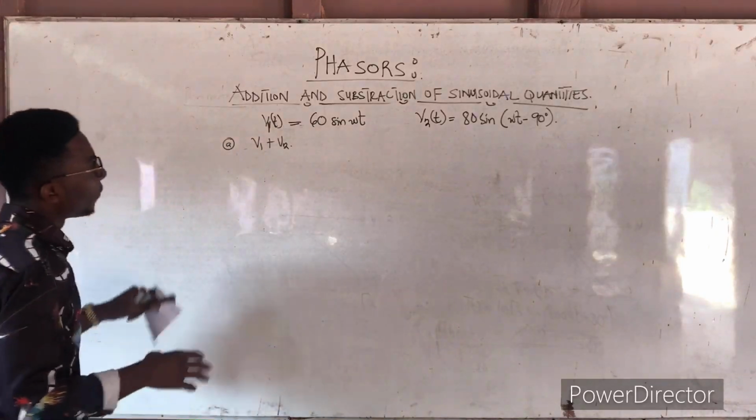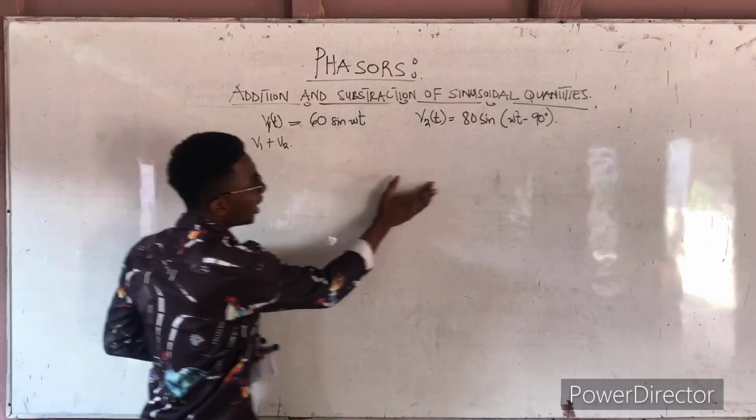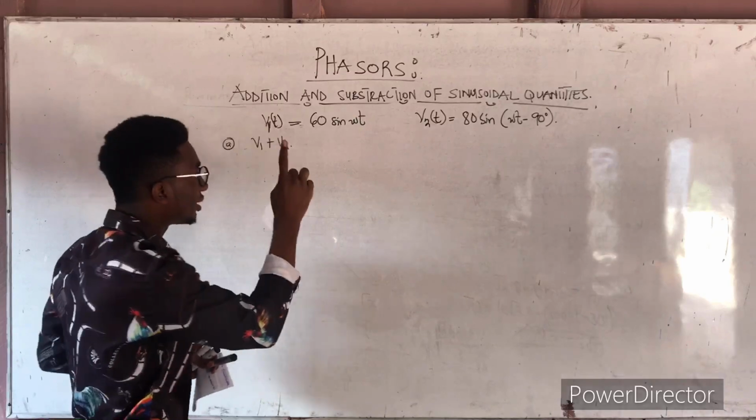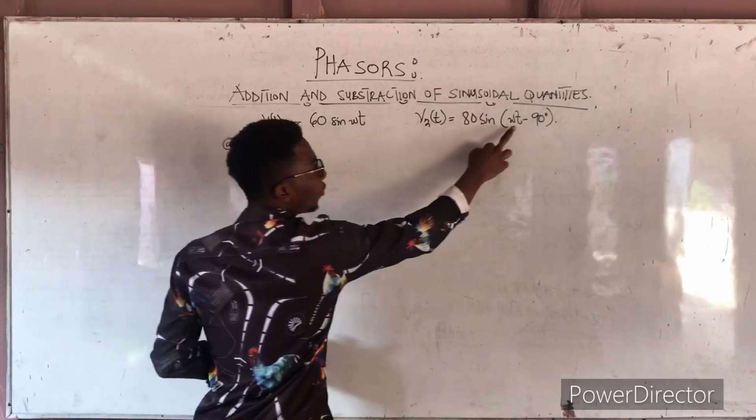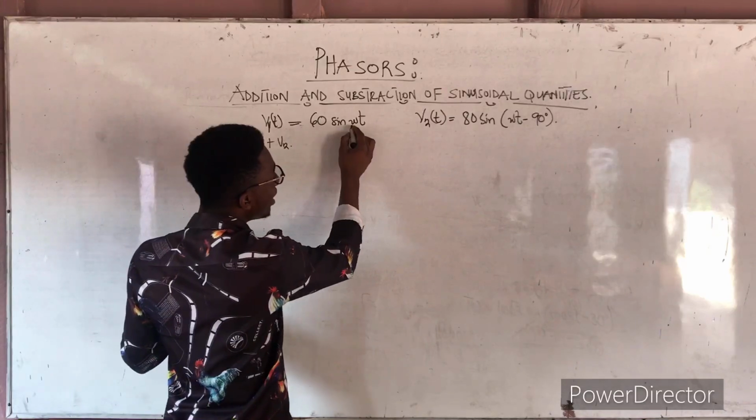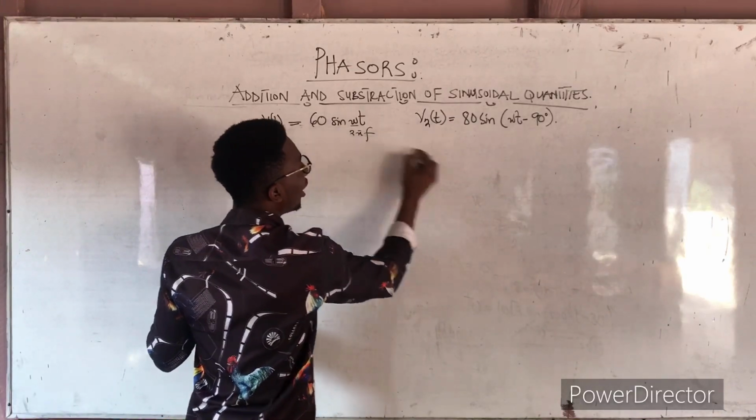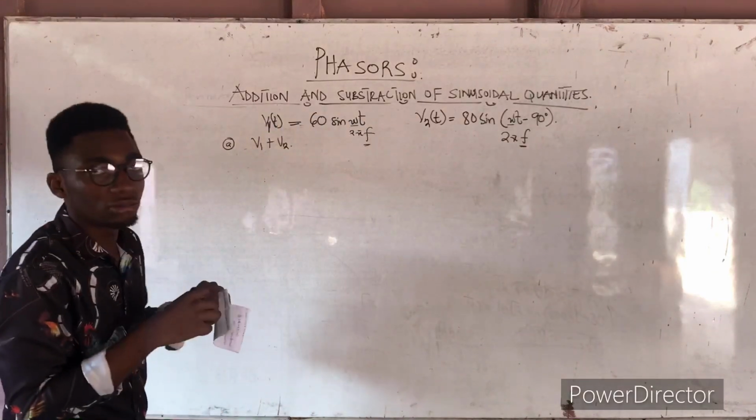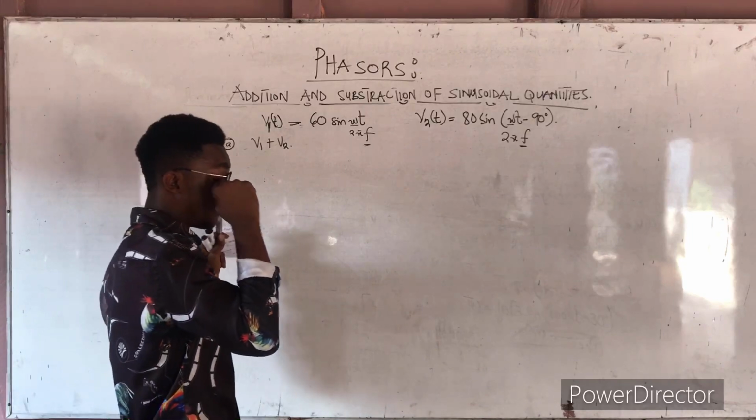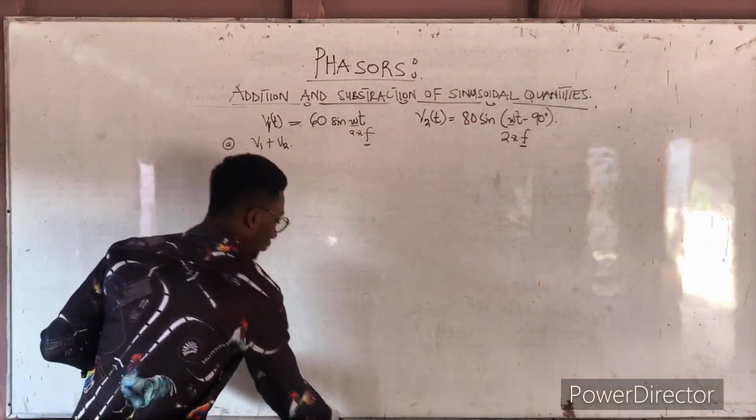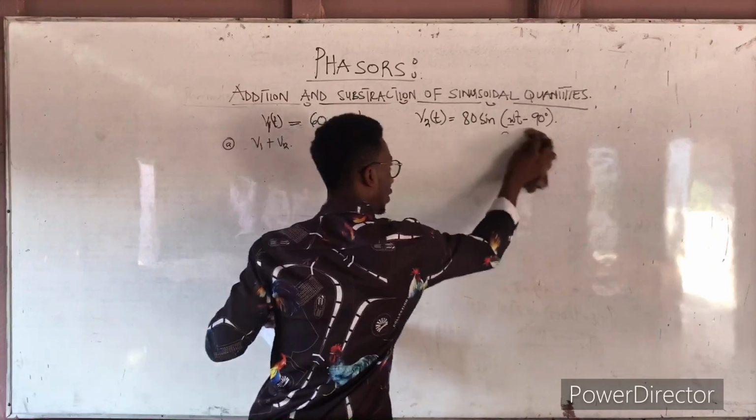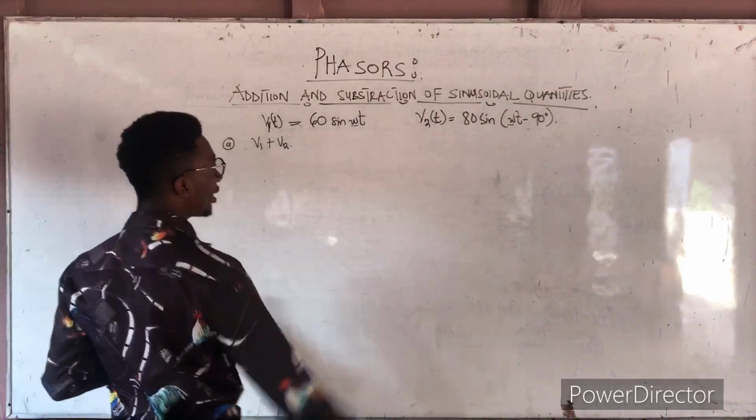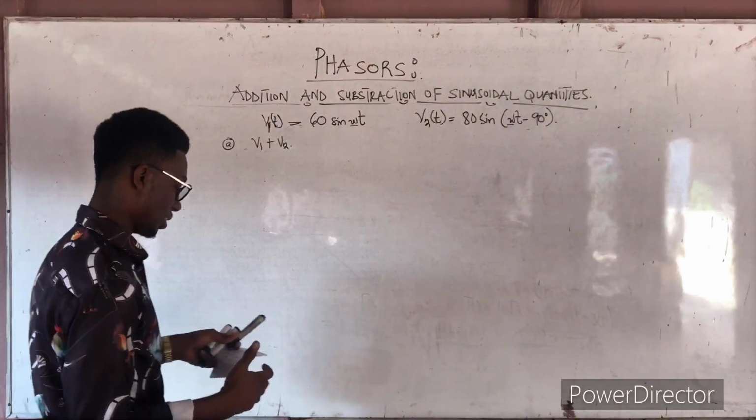Now, this is a sinusoidal quantity, and this also is a sinusoidal quantity. We can add them because, first of all, we have to check whether their frequencies are the same. The frequency here, which is 2 pi f, and the frequency here, which is also 2 pi f, are the same. So there is no variation in the frequency, and we can add them. To add them, you have to draw their phasor diagrams, and the phasor diagrams will help us add them very well.